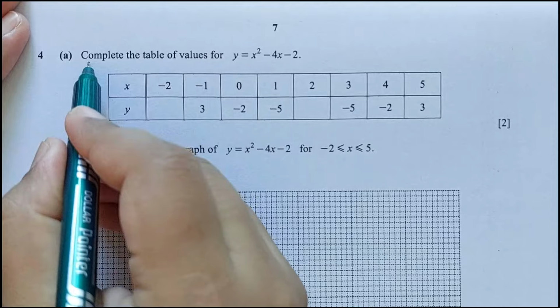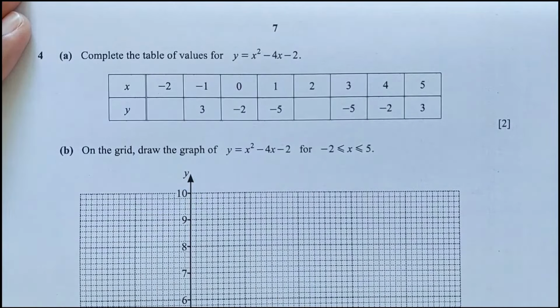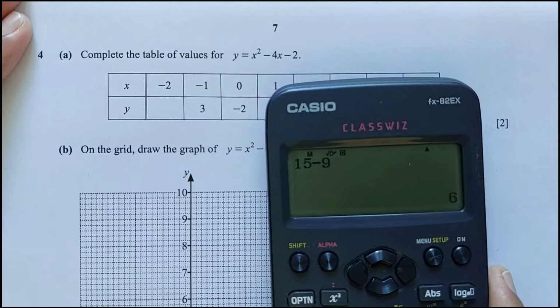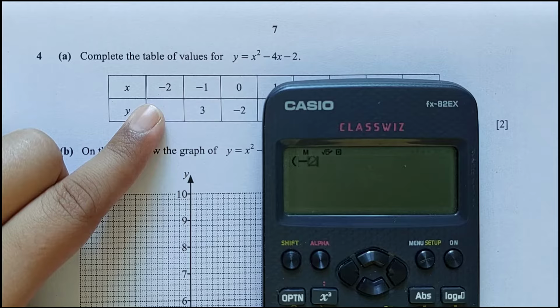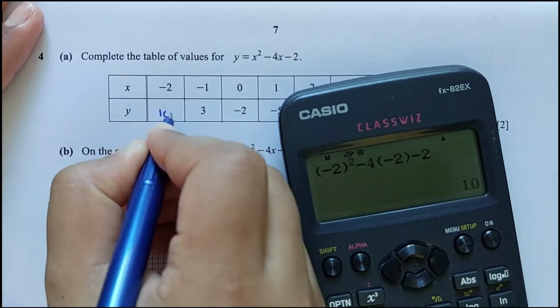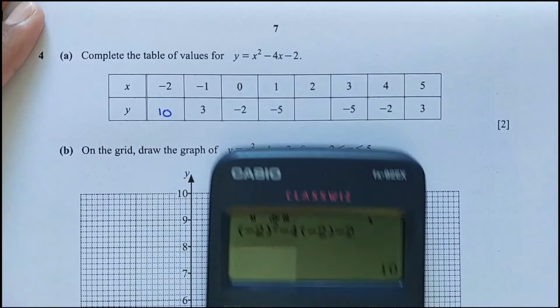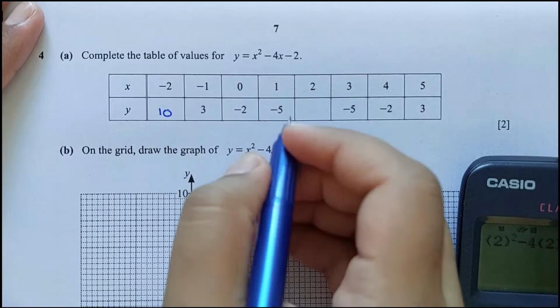Question number 4, part A, complete the table of values for this function. When x is negative 2, we have to solve for y. Minus 2 squared minus 4 times minus 2 minus 2. This is 10. And when x equals 2, 2 squared minus 4 times 2 minus 2. This is minus 6.